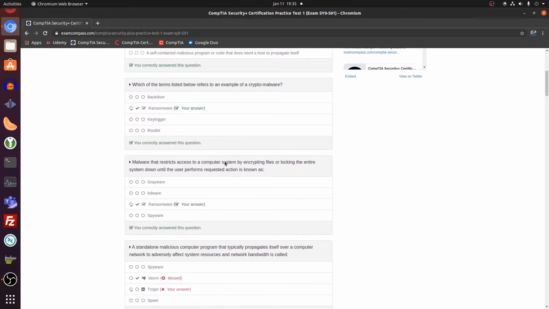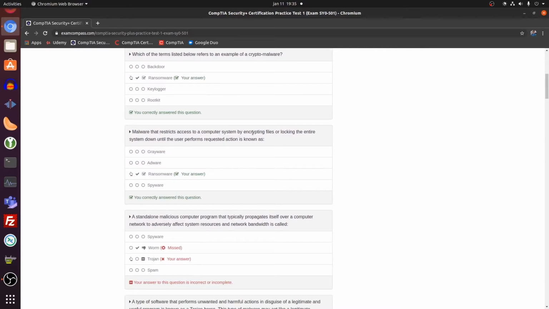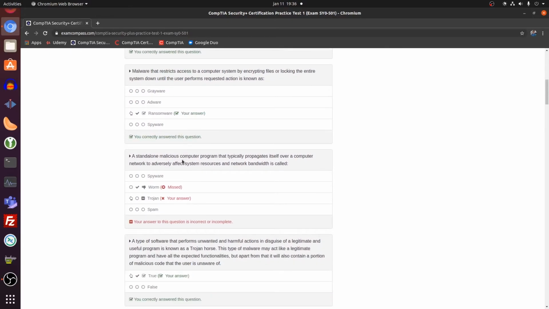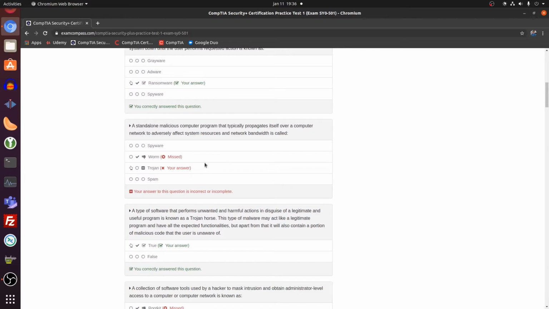Ransomware. Okay. Again, ransomware. So that was right. Standalone malicious computer program that typically propagates itself over the network. Not a worm? Okay. Bandwidth. I thought a Trojan. Okay, it's a worm.